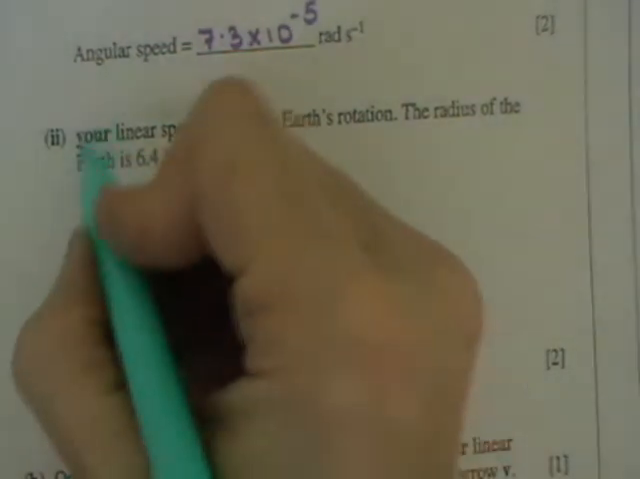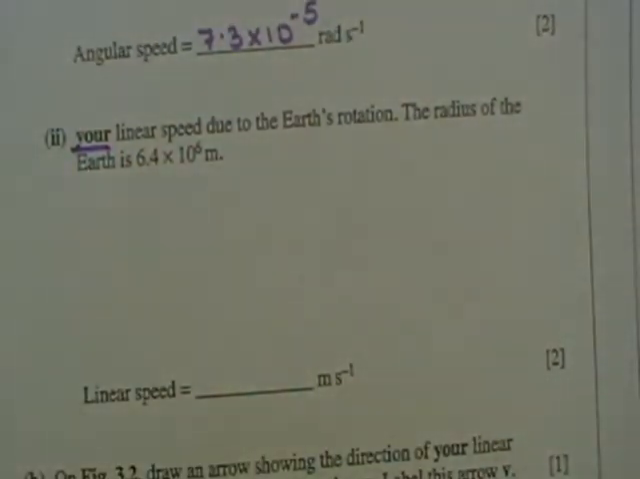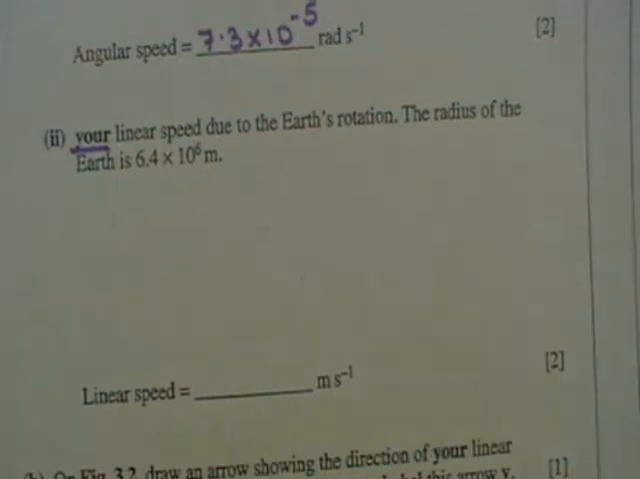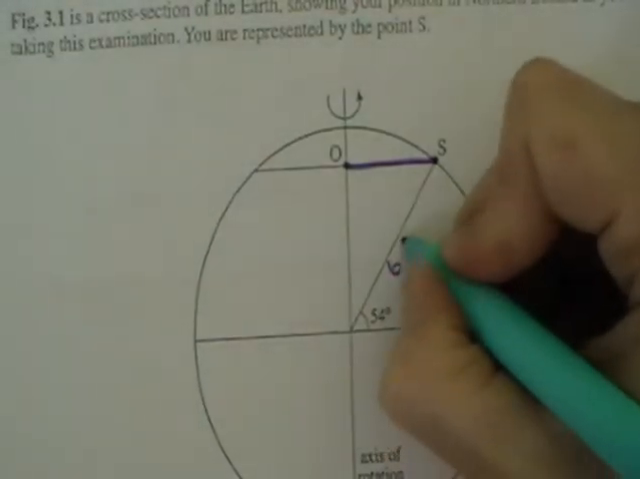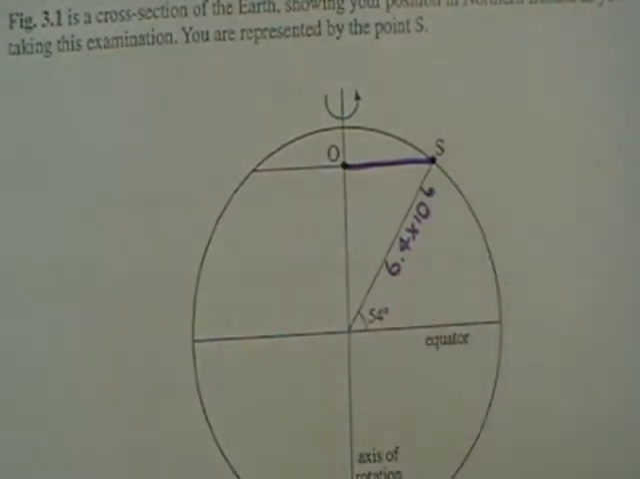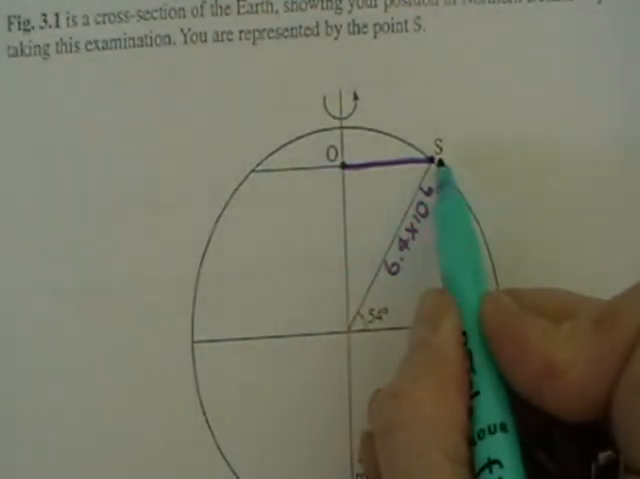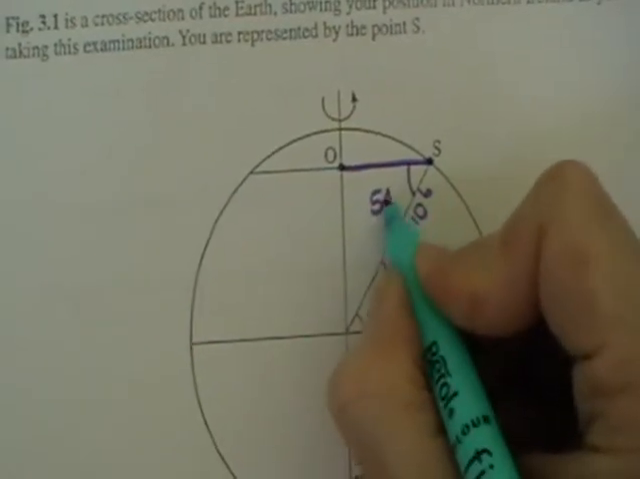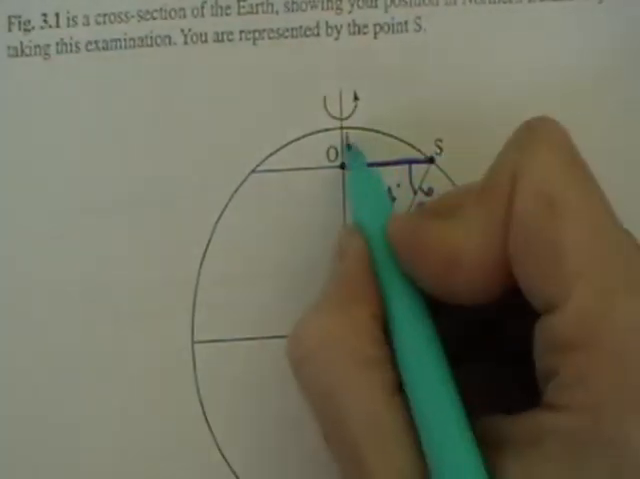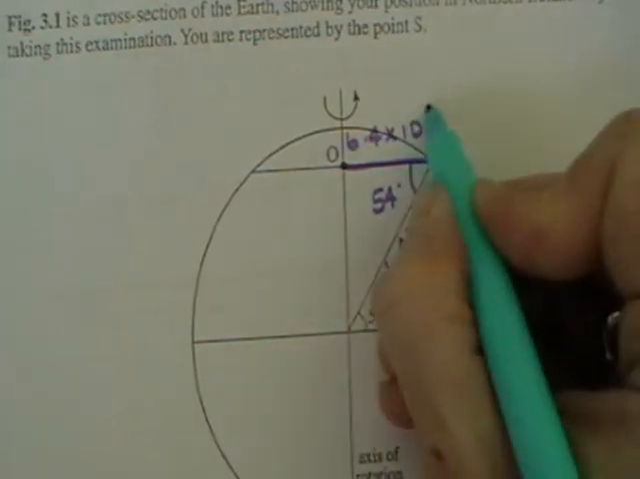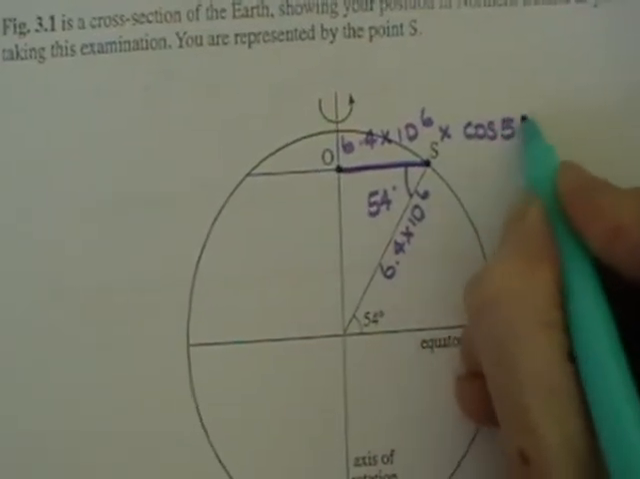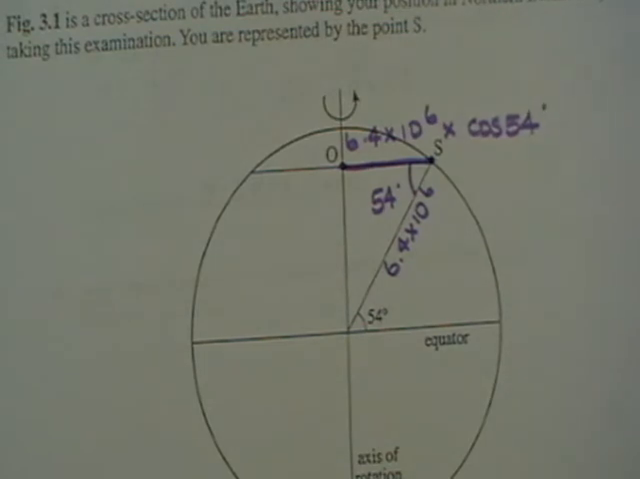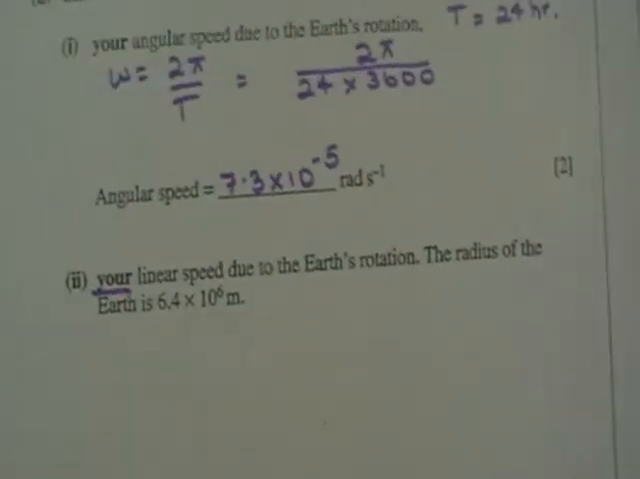Calculate your linear speed due to the Earth's rotation. The radius of the Earth is 6.4 by 10 to the 6 metres. Now there's a bit of a trick in here because it's tempting to think that the distance that we need is 6.4 by 10 to the 6 metres. But 6.4 by 10 to the 6 metres is that distance there, and we need this distance here. So this is also 54 degrees, and therefore this line here is 6.4 by 10 to the 6 multiplied by, and then because it's beside it, it's cos of 54 degrees. And that's the distance we're going to use for the radius for our linear speed.